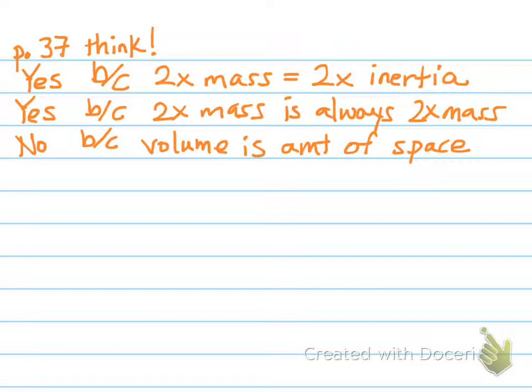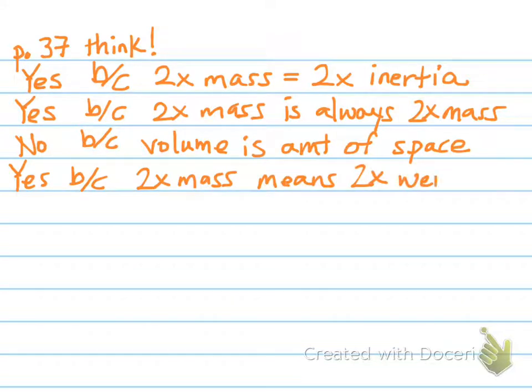And the last question, does a 2 kilogram bunch of bananas have twice as much weight when weighed in the same location as a 1 kilogram loaf of bread? The answer to that one is yes, because again, 2 times the mass means 2 times the weight. Now, why did they mention in the same location? Because they wanted you to recognize that the gravitational pull was the same.